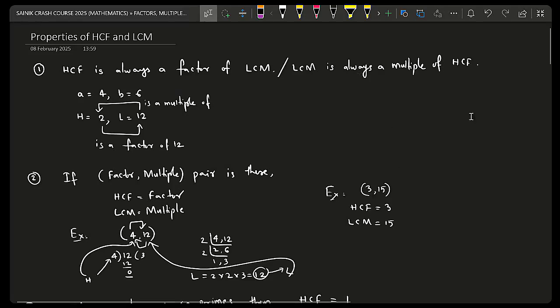Rishikesh, any doubts? Rishikesh? Yes, sir. Sir, I can't understand the first and second property. See, the first property is very simple. You take any two numbers or more than two numbers, you will be finding HCF, right? Yes, sir. You'll be getting one answer. And you'll be finding LCM, right? Yes, sir. You'll be getting one answer. Always HCF is a factor of LCM, and LCM is always a multiple of HCF. Okay, let's take another example if you want. Can you tell me any two numbers of your wish?